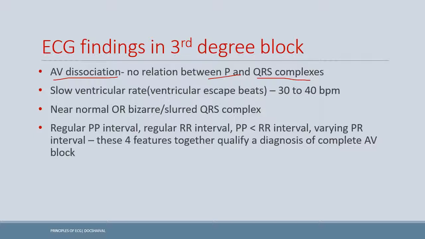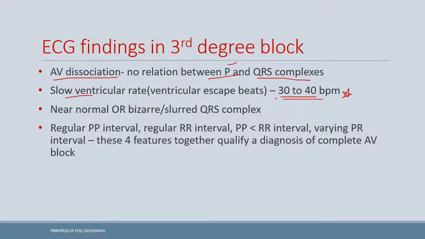So there is no relation between P and the QRS complex, that is, I'm saying atrial systole and ventricular systole. They occur at their own pace, at their own rhythm, rate also. Now we have, of course, a slow ventricular rate, and that usually is 30 to 40, and this is a feature of ventricular escape beats.